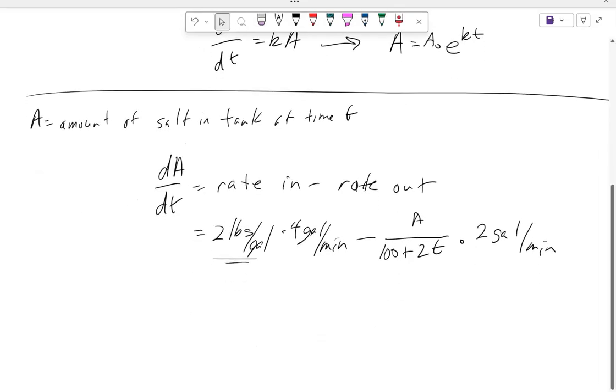So if we set this up, dA/dt equals 8 minus, I can actually factor a 2 out of the denominator and cancel. So you would have A over 50 plus t. That would be our setup in this case. Okay, so this would be our differential equation. Let me ask you, what order is this differential equation? First, all right? First order differential equation.